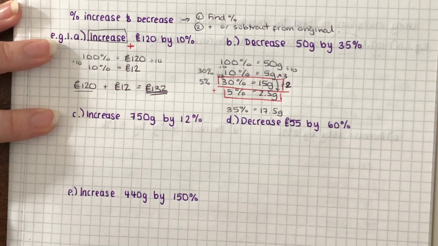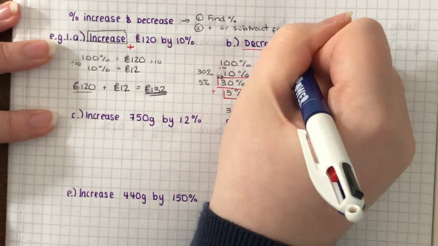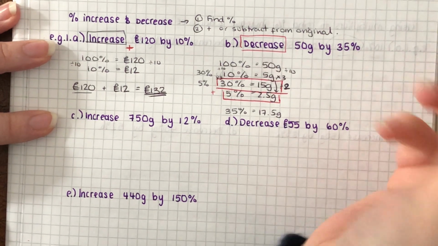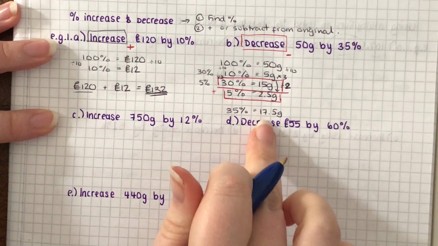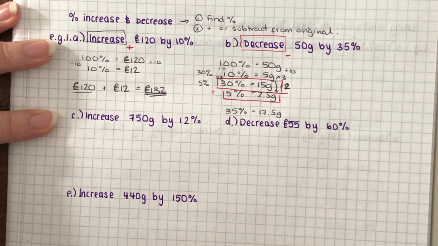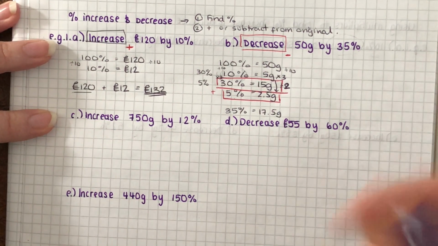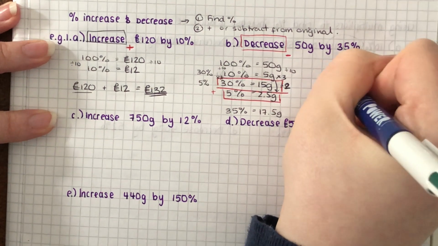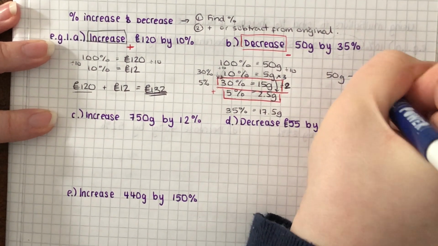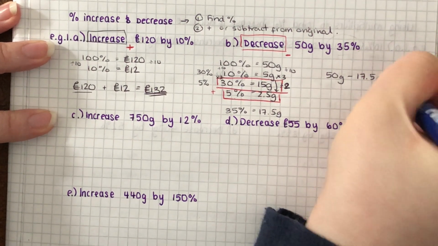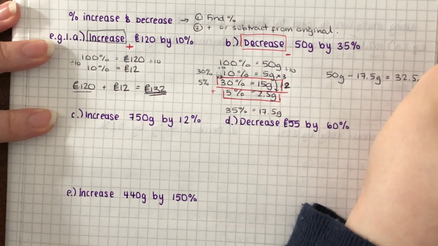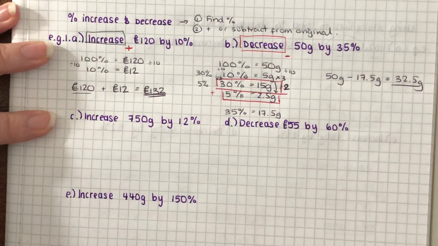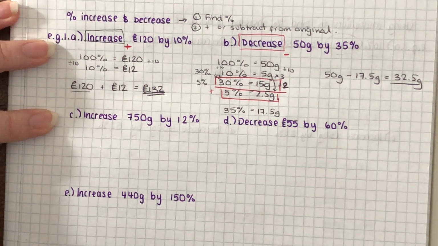Now this time, because we are decreasing, it means that the amount is going to be getting smaller, so it means that we're going to subtract the 35%, so the 17.5 grams, away from 50. So we do 50 grams, subtract 17.5 grams, which is 32.5 grams. Okay, and that's the final answer for that one.